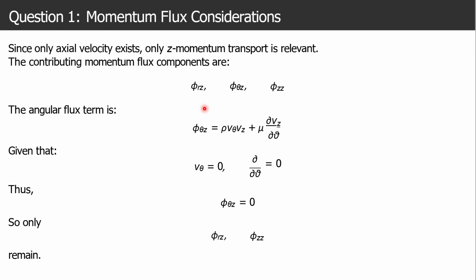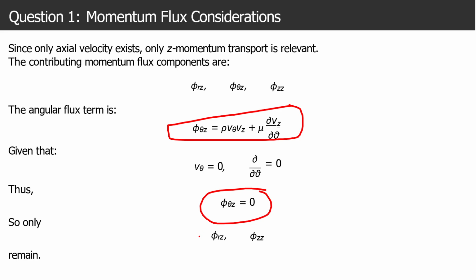Now tau theta z. Let's talk about the angular flux term. As we know, in the generalized formula delta ij will be zero, so there won't be any pressure term P delta ij. It will be cancelled out. V theta is zero, so the first term will be zero. And dou Vz by dou theta will be zero because of symmetry, so this whole term will be zero. We will remain only with tau rz and tau zz. These are the only two flux components we have. First we cancelled out six components as no velocity is there, and tau theta z cancelled out because of these two conditions. So we are left with only these two components.